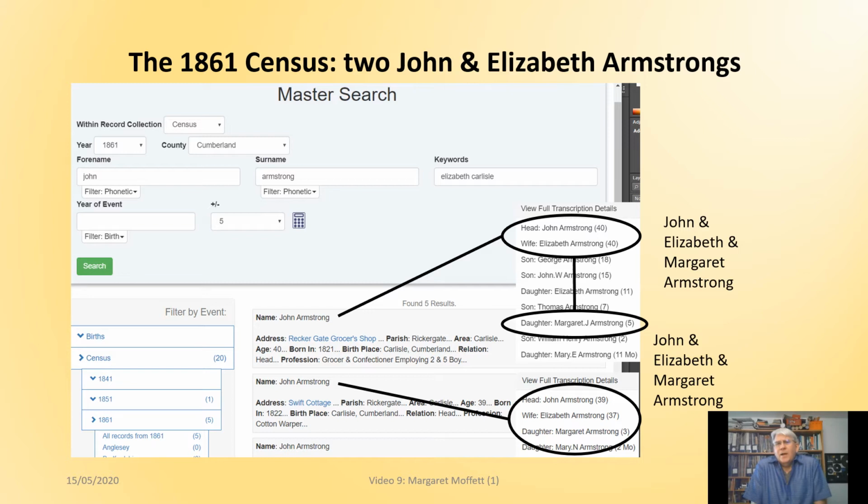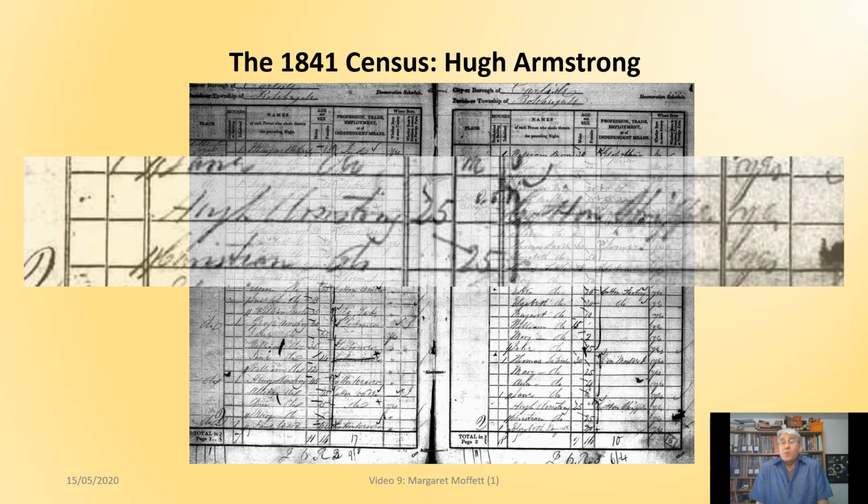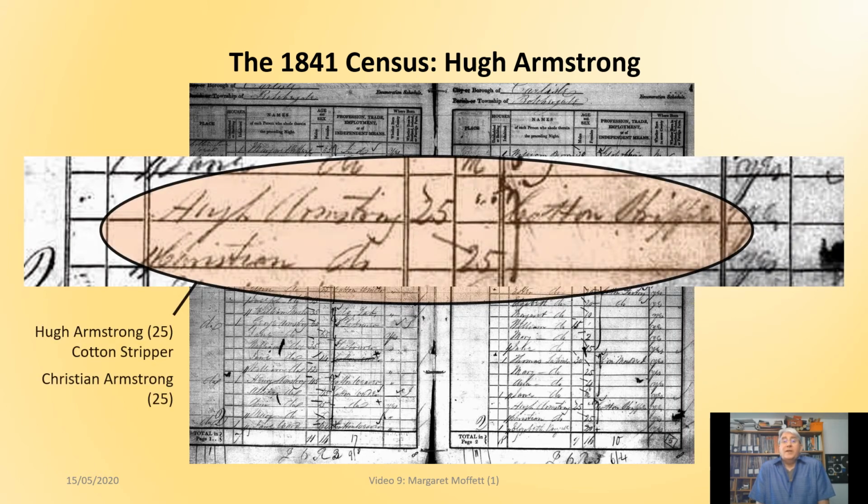However, before investigating this couple further, we need to ask the question: are there any Hugh Armstrongs in the censuses? On the UK Online Census website, a search for Hugh Armstrong living in Carlisle in the 1841 census reveals there is only one Hugh Armstrong, and he's living in Little Lane, Botchgate, Carlisle, and is a cotton stripper. He is very likely married to Christian Armstrong, and both are aged 25 years old, so born around 1816.